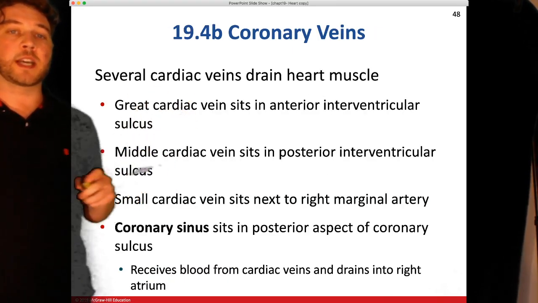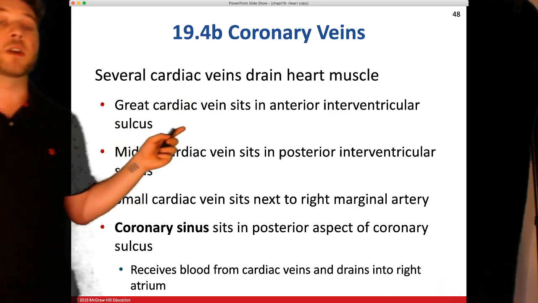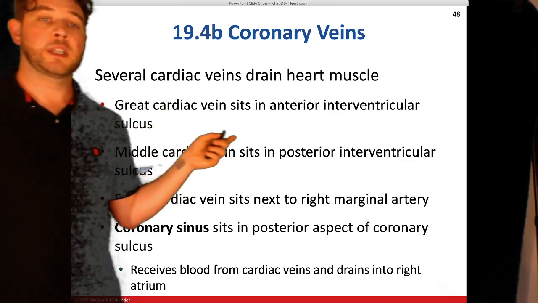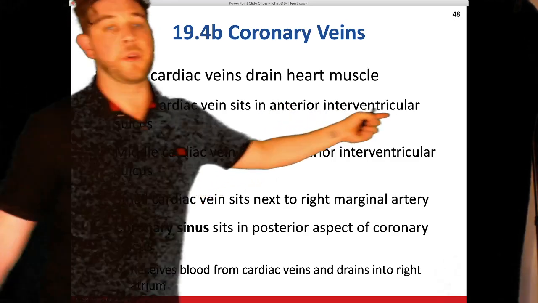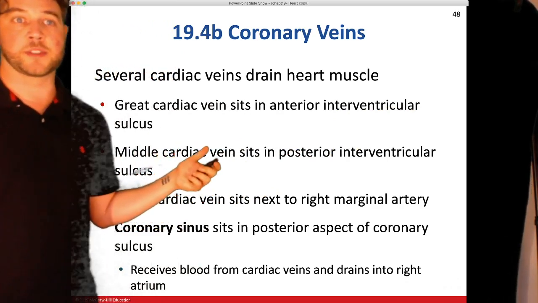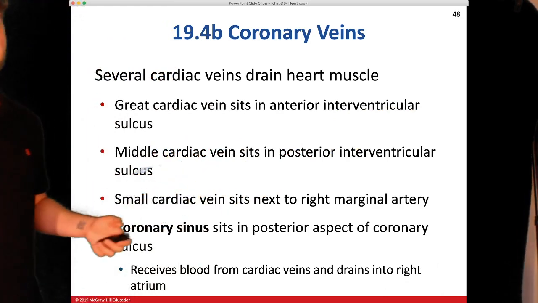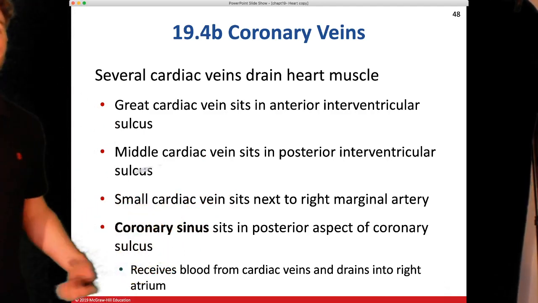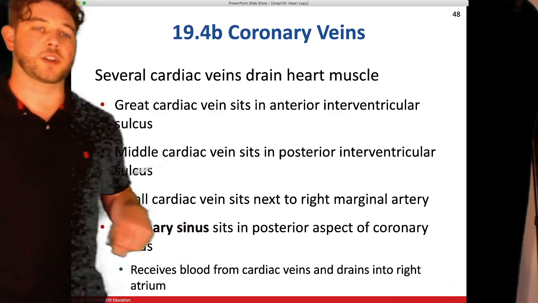Several cardiac veins drain the heart muscle. The great cardiac vein is in the anterior interventricular sulcus. Don't let names scare you. A sulcus is a kind of shallow groove. So anterior is on the front, interventricular is between the ventricles, and it's the groove in between the ventricles on the front. The middle cardiac vein sits in the posterior interventricular sulcus. It's on the back. The small cardiac vein sits next to the right marginal artery and the coronary sinus. That's in the posterior aspect of the coronary sulcus. If you did not answer my question from the other side, this is where the cardiac veins drain into.